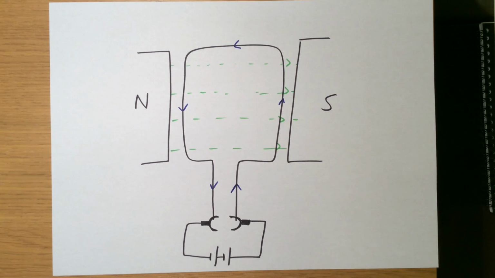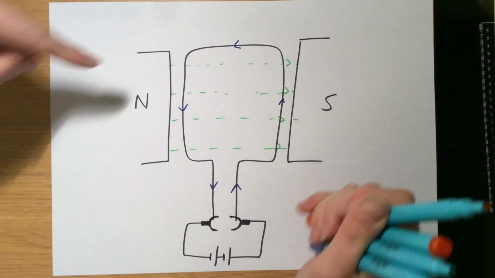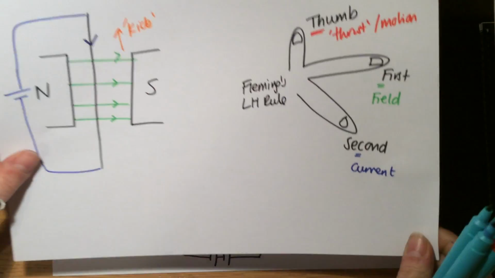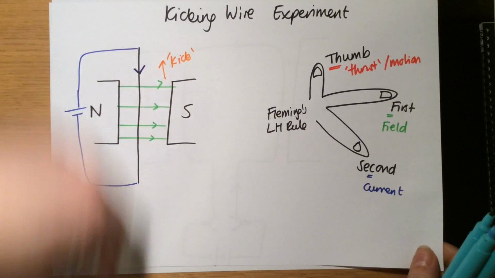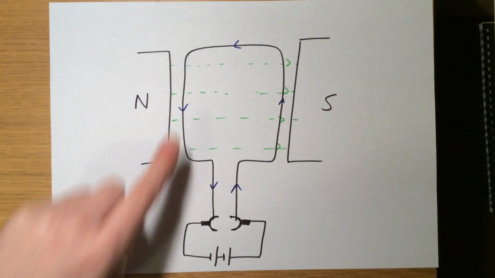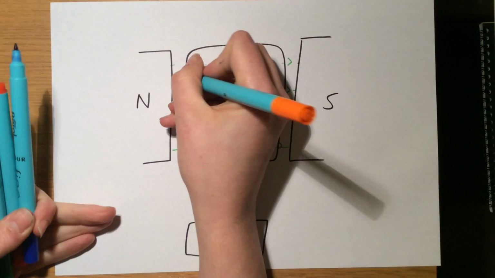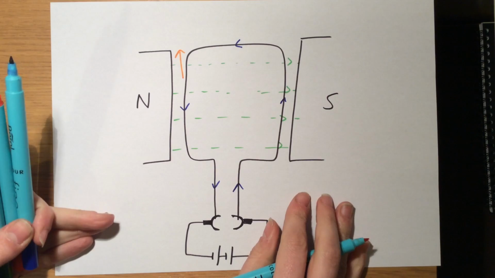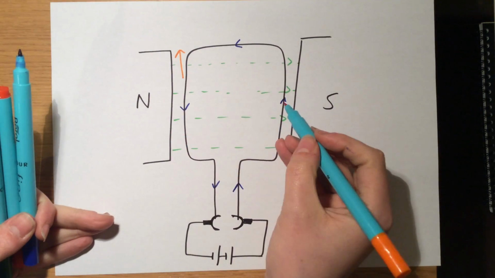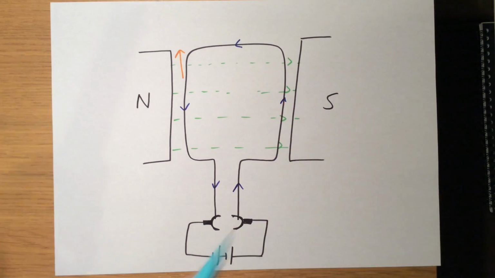Now, if I look back to my kicking wire experiment, when electric current runs this way through this situation, it kicks upwards. And we can see that happening here. So on this side, we get some upwards motion, so this part of the coil moves this way. Now here we can see that the current's going in the opposite way.